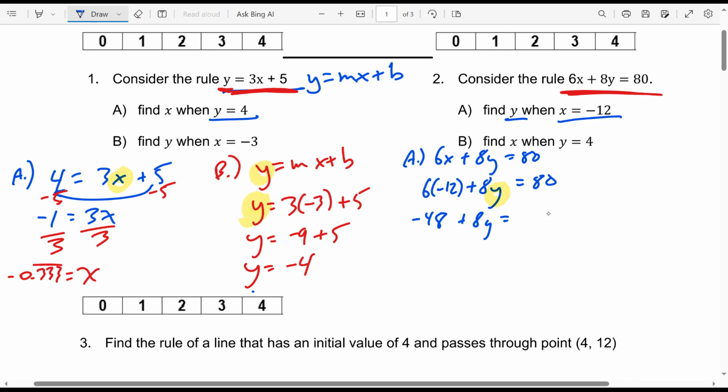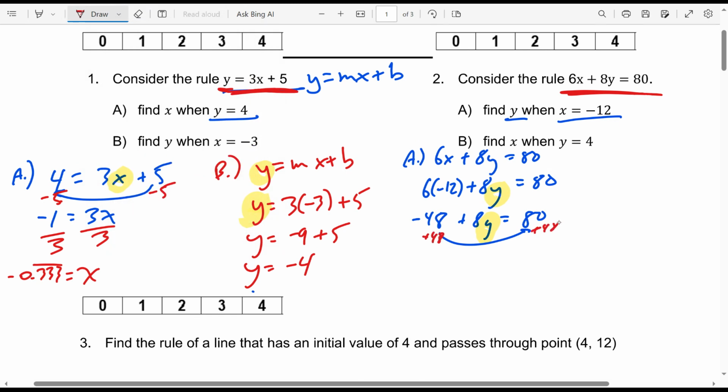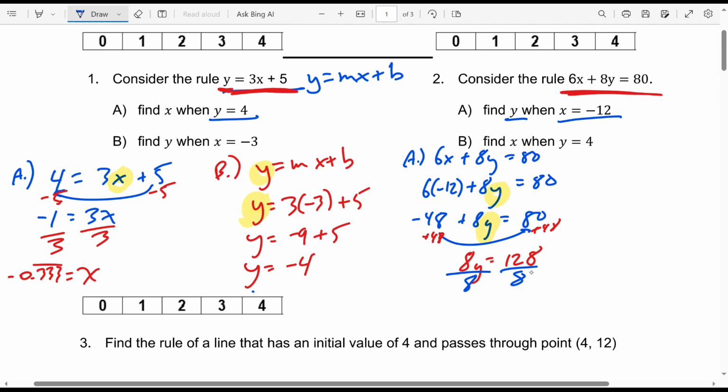Okay? So the only thing tough about a question like this is when you have to start to deal with the negatives. So -48 plus 8y is equal to 80. My goal is to get to this y right here, all by himself. So from there, I'm just going to add this guy over here, adding 48 to both sides. So 8y will be equal to 128. And then we're going to divide by 8, divide by 8.